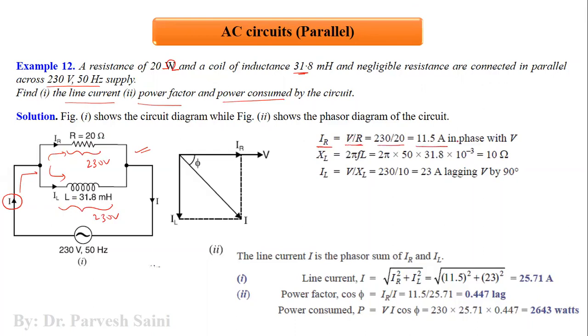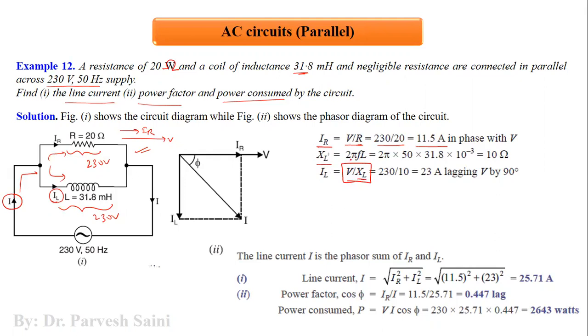So this is 11.5 ampere. And here, as we know, the current IR is in phase with the voltage, right? This voltage. Now let us come to XL, the inductor part. Because if we have to find out the current through the inductor, we need to use this particular formula here. And for that, we need XL.